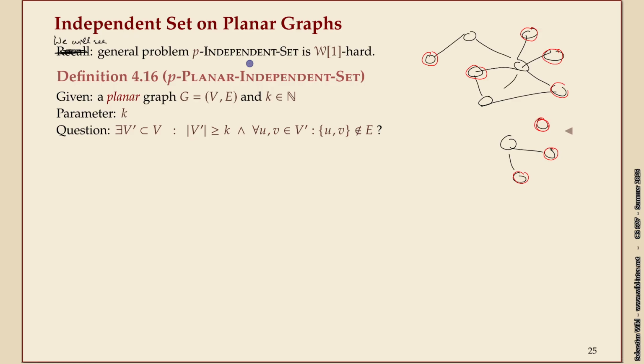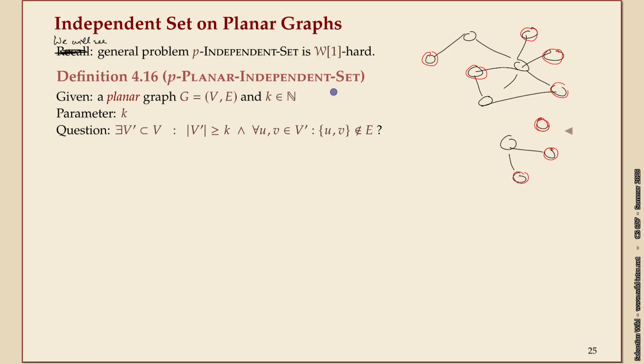Now I haven't told you what W1 hard means, so just forget about it for the moment. We'll start with that part tomorrow. What this means intuitively is we shouldn't expect an FPT algorithm for this problem in general. As often in complexity theory, we can't really prove that. Same as for NP hard problems, we can't prove there's no polytime algorithm, but it's a bit unlikely.